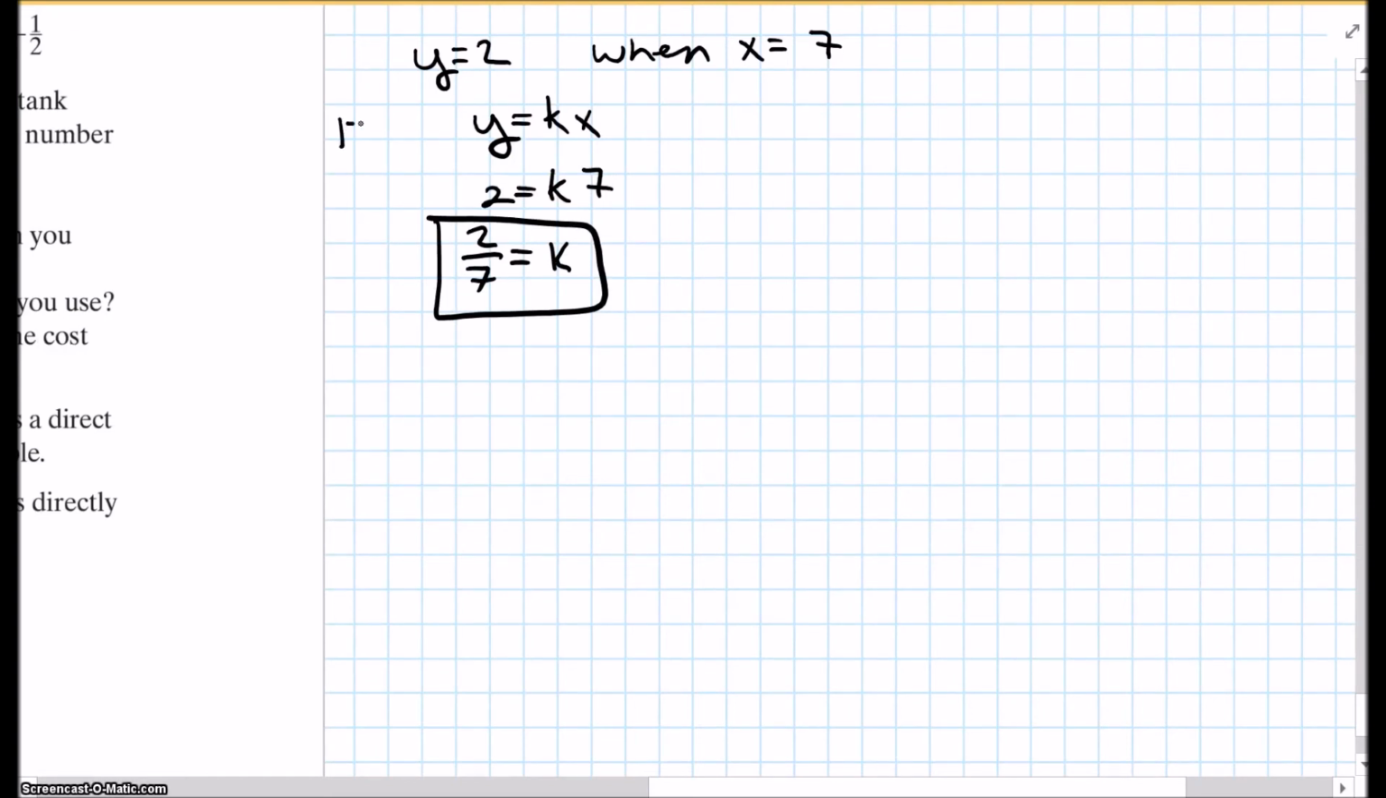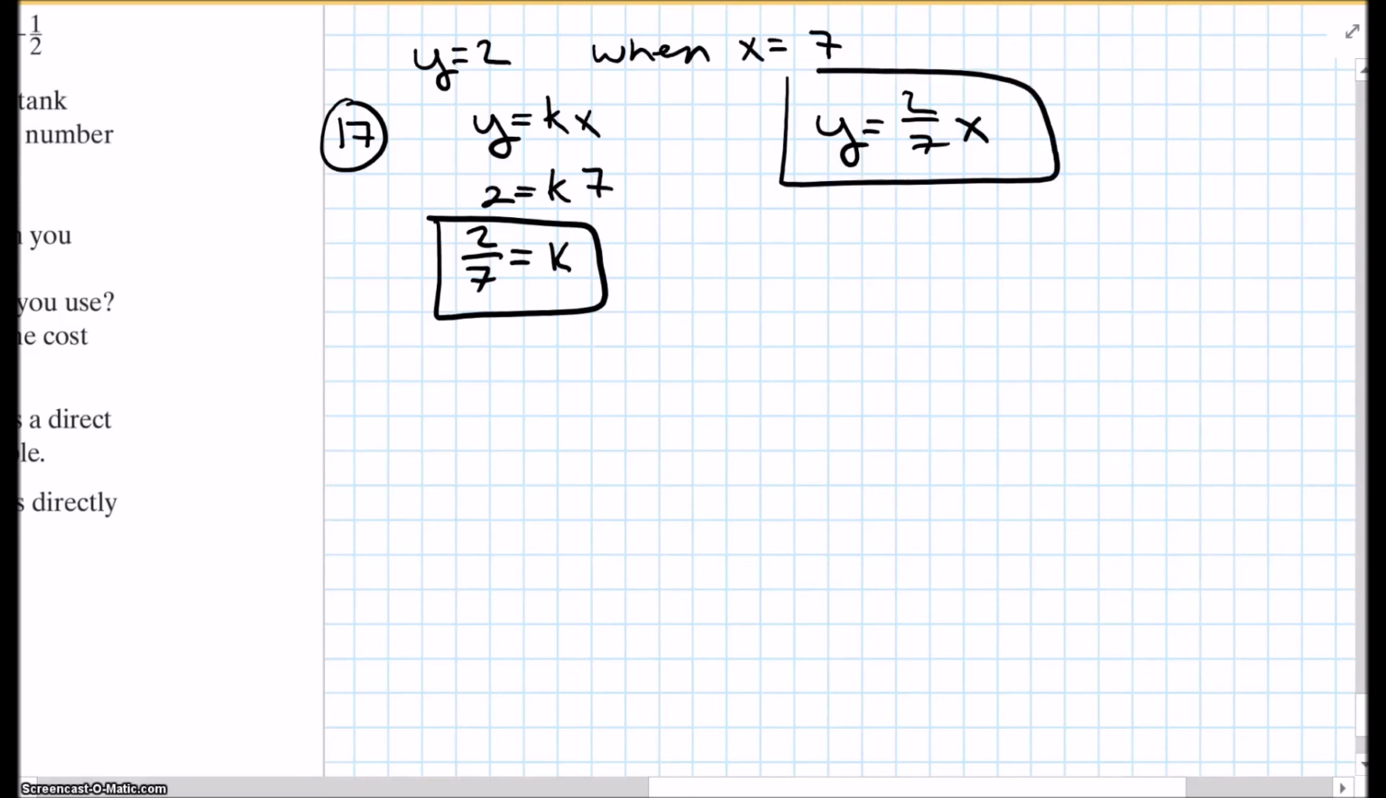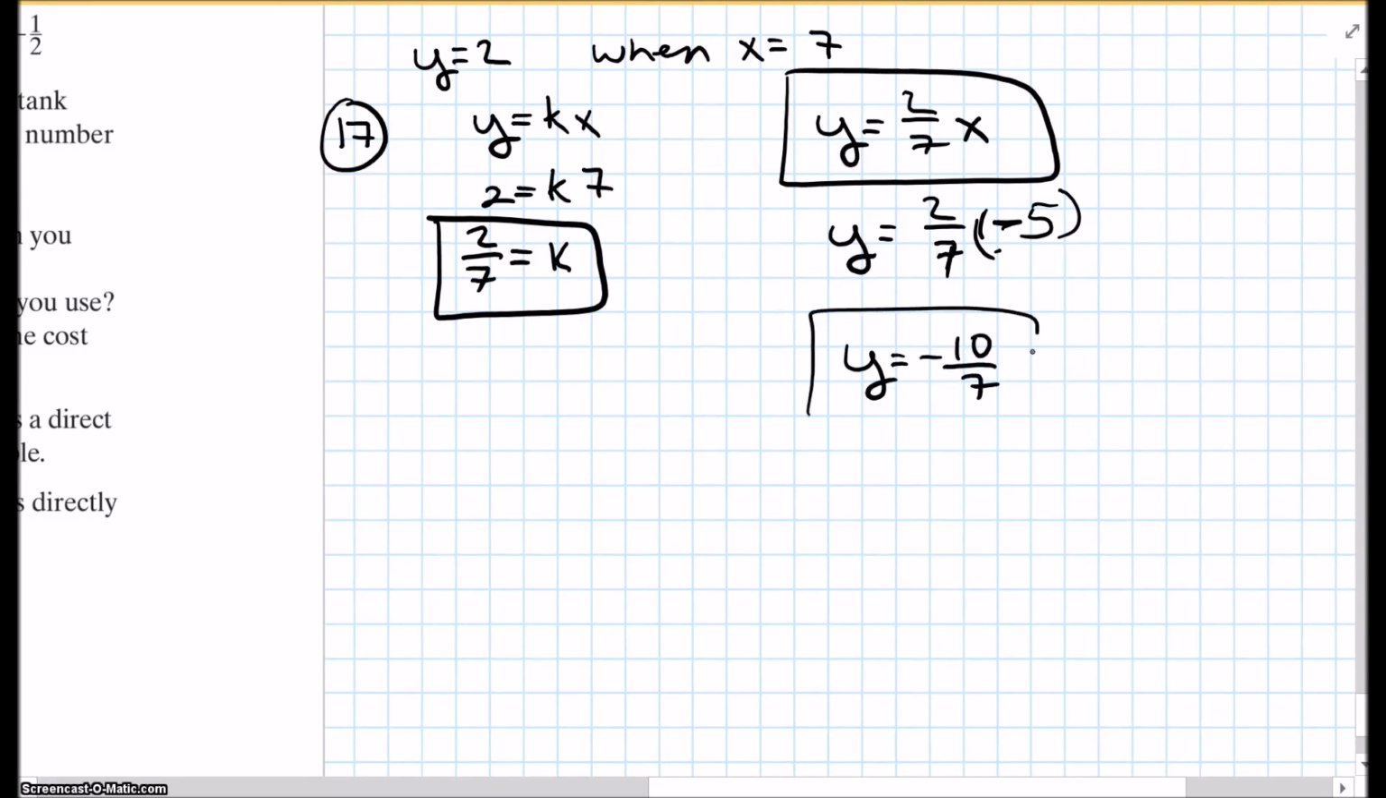Again, this is number 17. Now I have an equation, y equals 2/7 x. So now find the value of y when x equals -5. So y equals 2/7 times -5, so y equals -10 over 7. Okay?